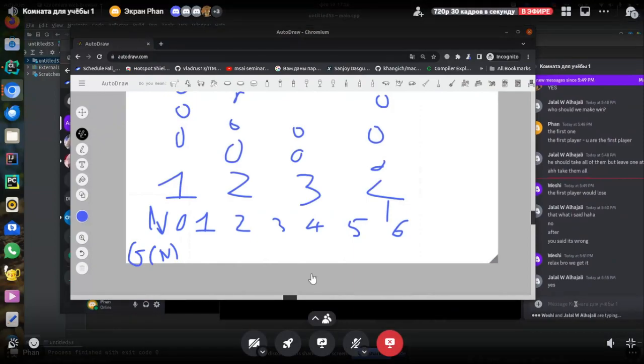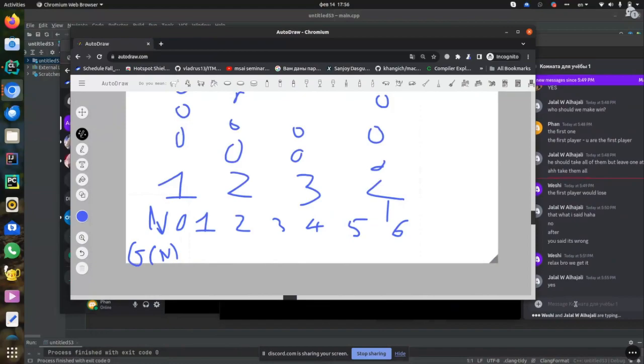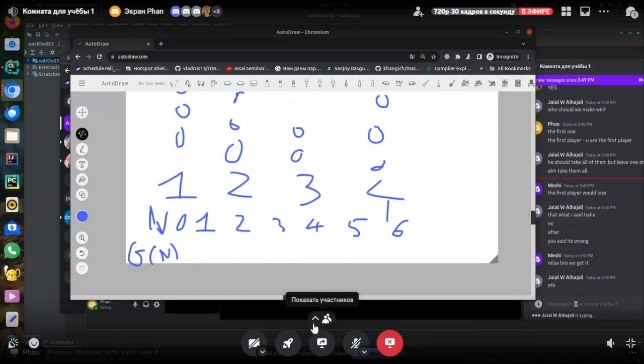For this problem, I assume that you know that for the Grundy theorem we need to calculate the Grundy number for each pile, for pile 1, pile 2, pile 3, and pile 4. We need to store all of them and combine them to get the final value, and we will decide whether the first player can win or not. So how do we calculate the Grundy number here?